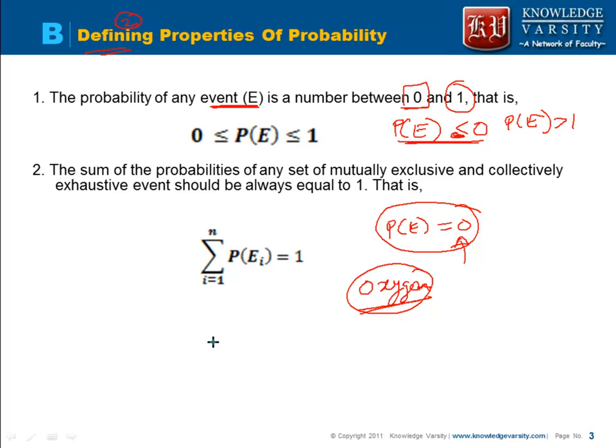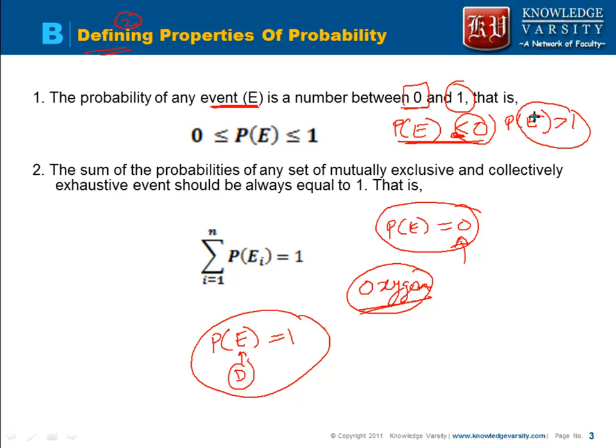Or we can ask, what is the probability of dying when the oxygen is not there? When we say the event is dying when the oxygen is not there, the probability is equal to 1. So the probability of any event has to be between 0 and 1, both inclusive, but it cannot be negative or greater than 1.